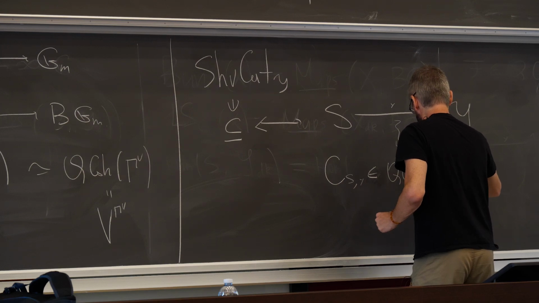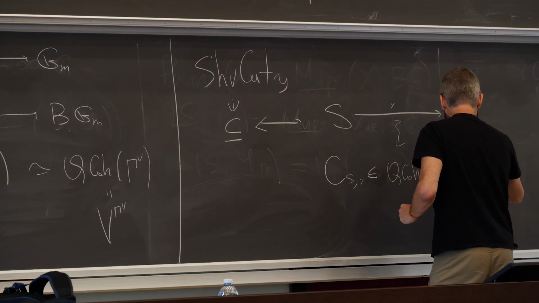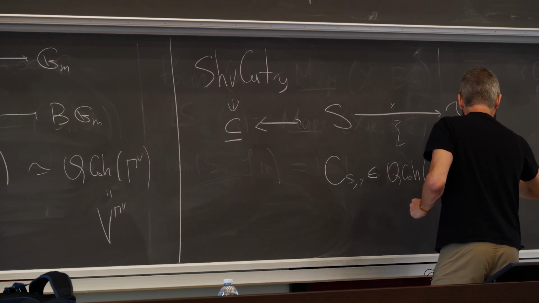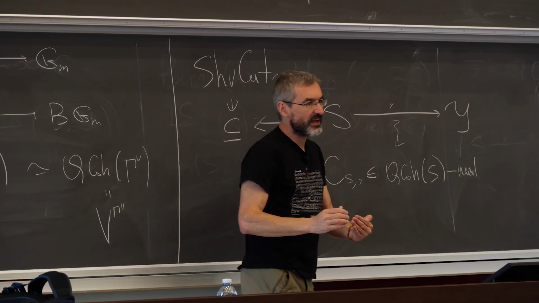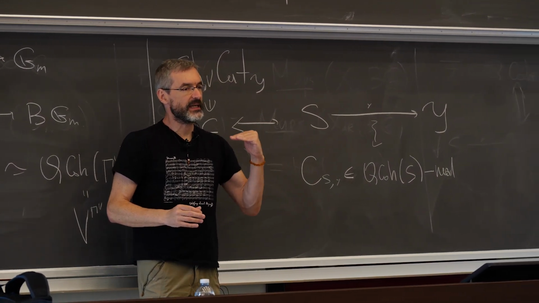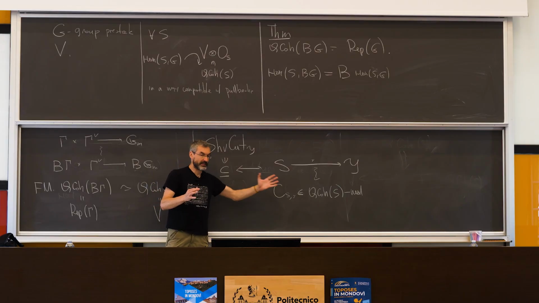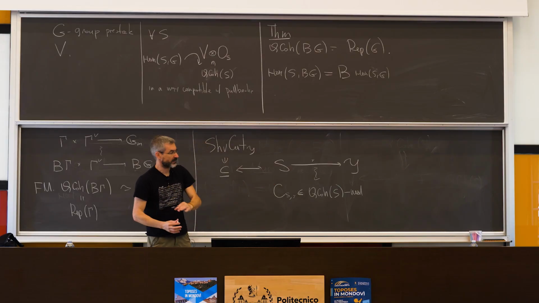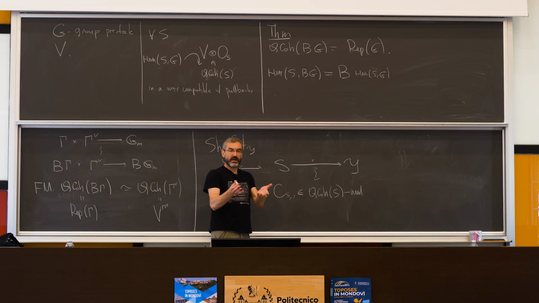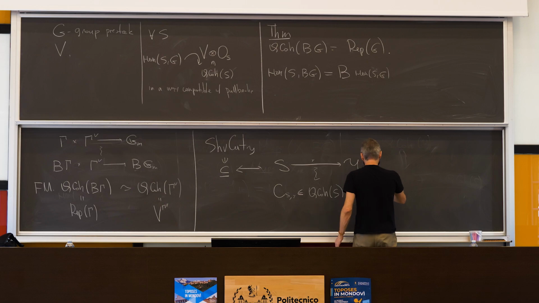Again, you're one categorical level up, and you start doing algebra in DGCat. So you have an algebra object in DGCat, this category of quasi-coherent sheaves, and you act by it. Plus compatibilities in the same way.